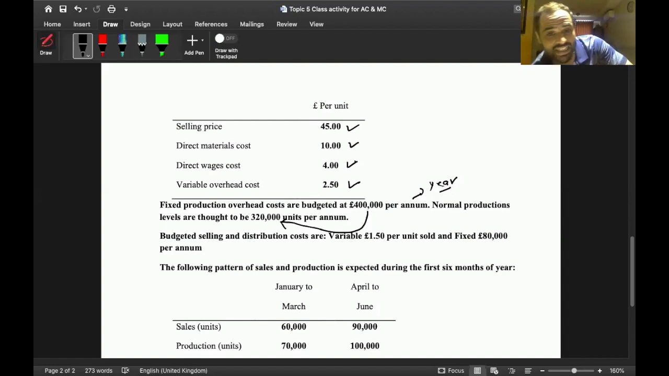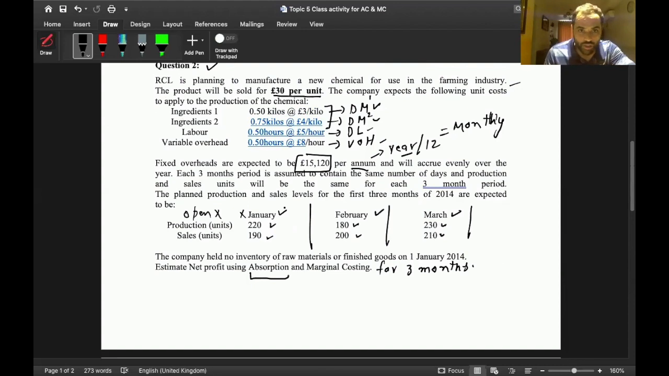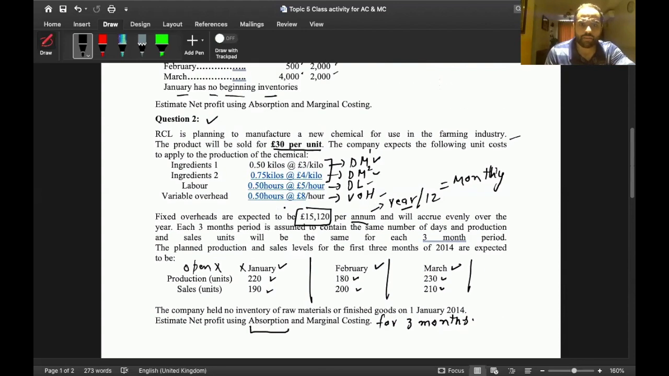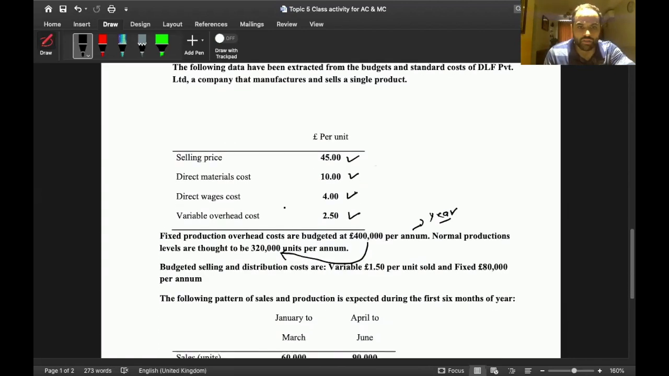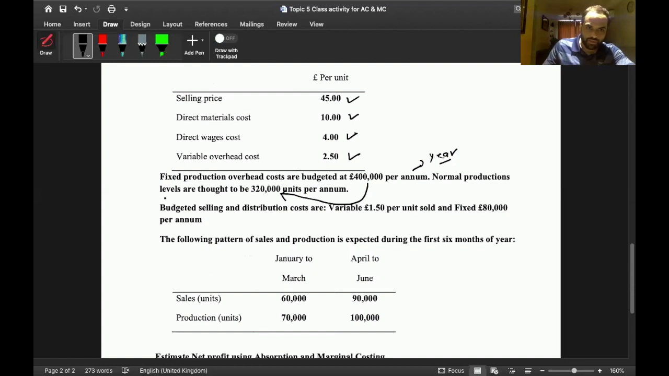Budgeted selling and distribution cost. Now in this question, you have a selling and distribution cost, but if you have a look at question 2, we do not have any information about non-manufacturing cost. So for question 2, obviously non-manufacturing cost will be 0, right? For question 3, this is your non-manufacturing cost here. Right. Non-manufacturing cost. This is per unit sold, and fixed for 1 year, right? So it depends for how many months you are calculating, we will check later.